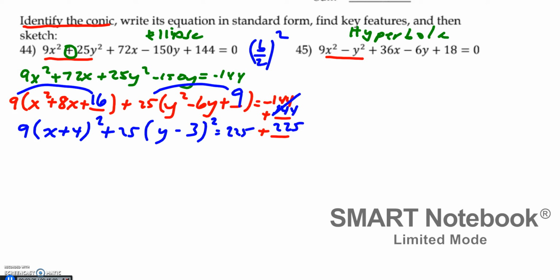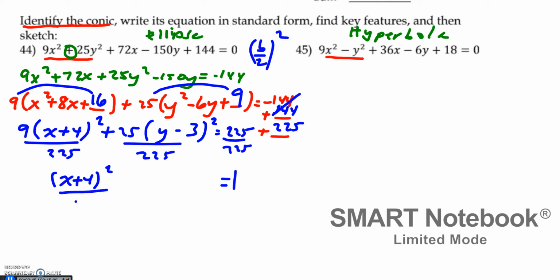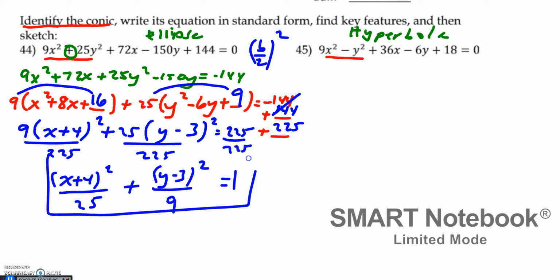Now I know, because this is an ellipse, that ellipses must be equal to 1. So what we'd have to do is divide everything by 225, so we can get this equal to 1 over here. And if I do so and I reduce, 225 divided by 9 is 25. This becomes x plus 4 quantity squared over 25, plus this fraction here reduces to 1 over 9. You're left with y minus 3 in the numerator. So this would be the equation of my ellipse in standard form. And I like it because I know it's an ellipse because I have double squared terms, I have a plus in the middle, and it's equal to 1.